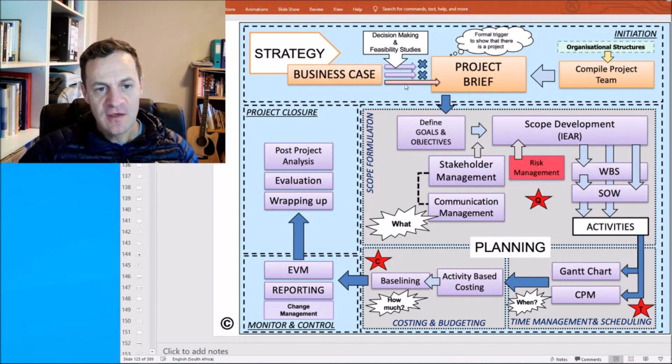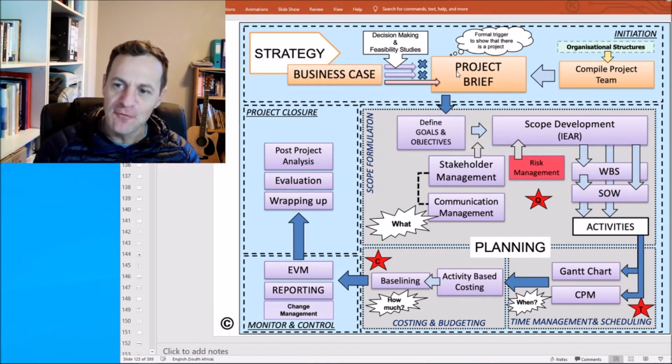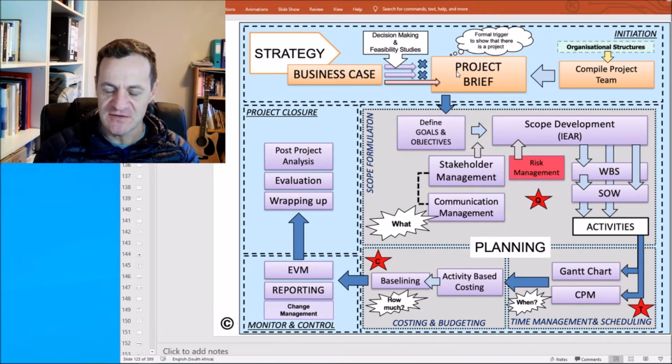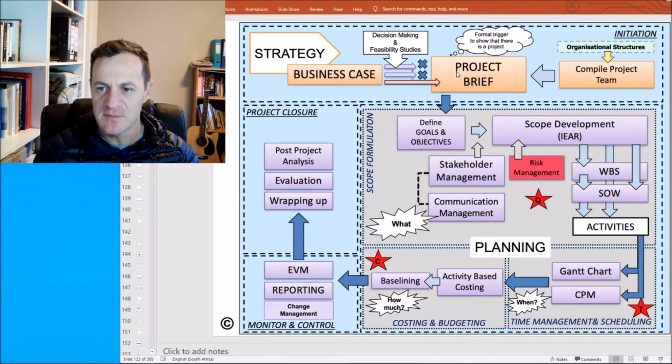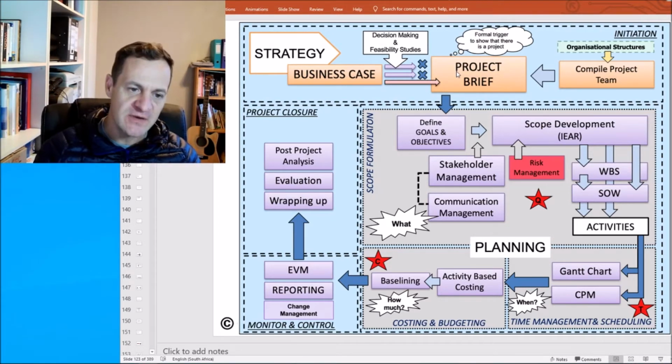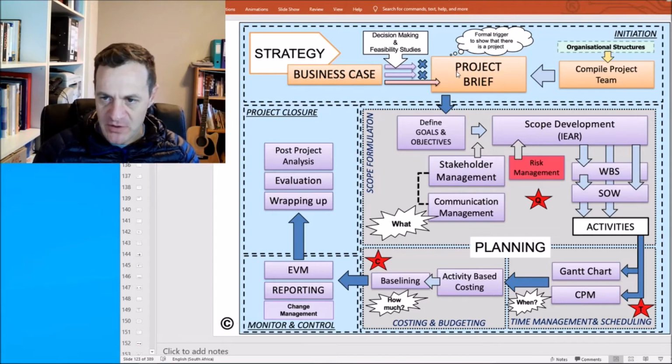Out of that flows the project brief, or the project charter, as it is sometimes called. Now that is the formal trigger that there now is a project. That is saying, guys, we did all this upfront stuff, we did some feasibility studies, we've got a business case, we know what the pain point is, we know we're in line with the strategy, but all of that stuff happens outside of, let's say, the official project. So the official project starts at the moment in which the project brief is set out.